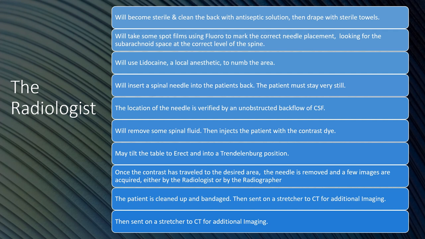The radiologist may tilt the table to erect and then into the Trendelenburg position to try to get the contrast to lay in the spinal canal where desired. Once the contrast has traveled to the desired area, the needle is removed. A few images may be acquired either by the radiologist or by the radiographer, depending on what the radiologist would prefer, maybe both sometimes. The patient is cleaned up and bandaged, and then sent on a stretcher in a semi-erect position to CT for additional imaging.